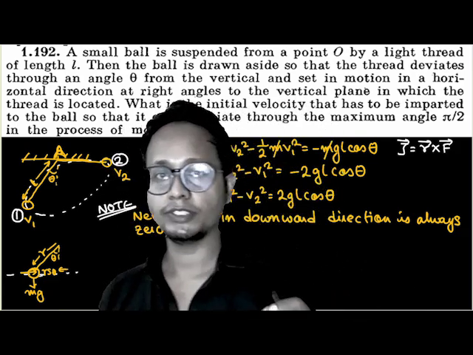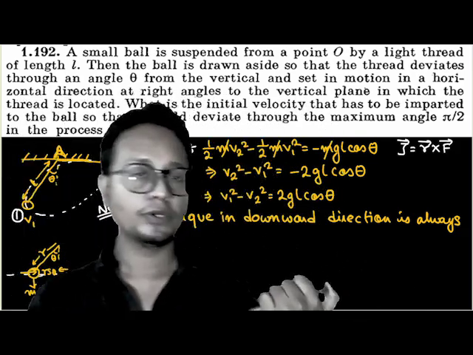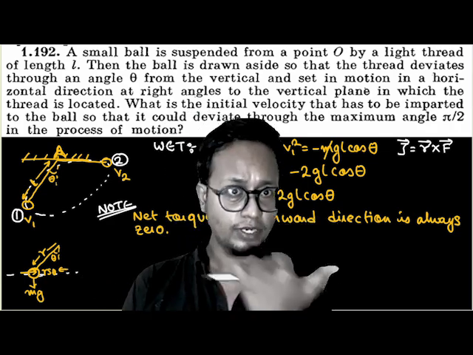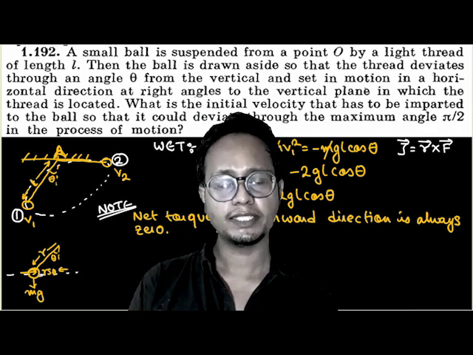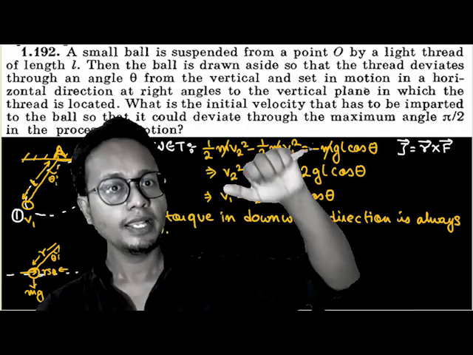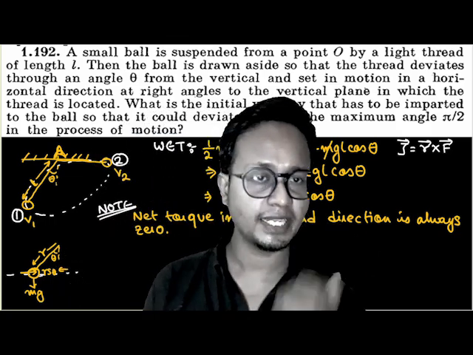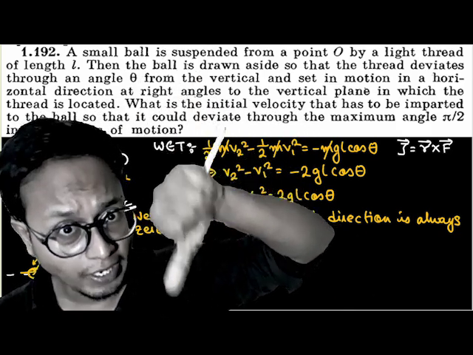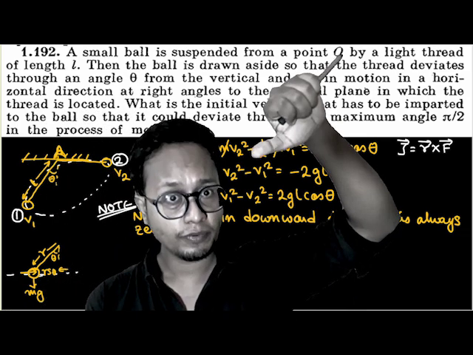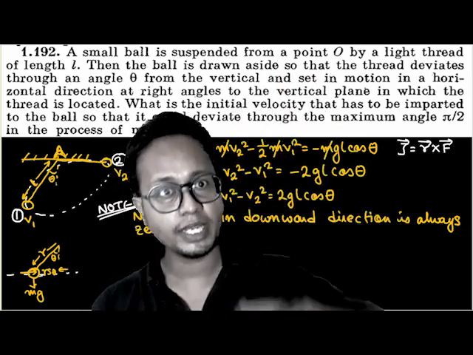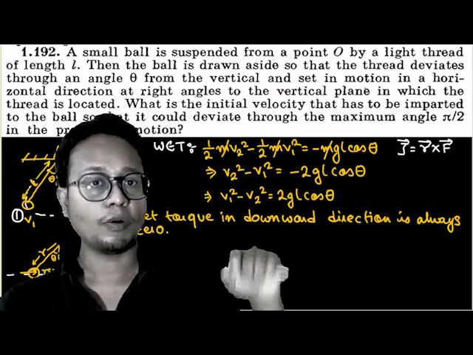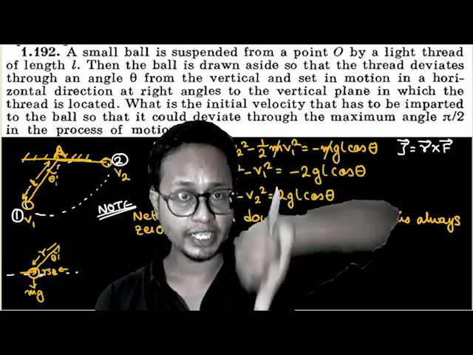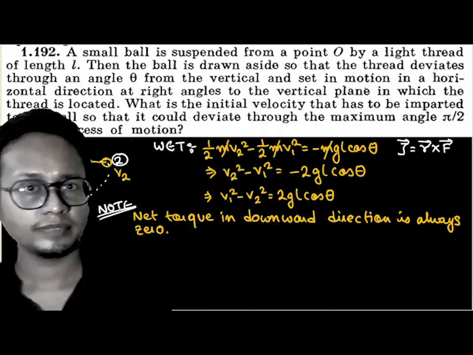Let's not go with angular velocity. Suppose I say there is no component of force in the x direction. Can I say there is no change in momentum in the x direction? Similarly, if there is no component of torque in the downward direction, there is no change in angular momentum in the downward direction, isn't it? So the component of angular momentum in the downward direction will always remain constant, isn't it?